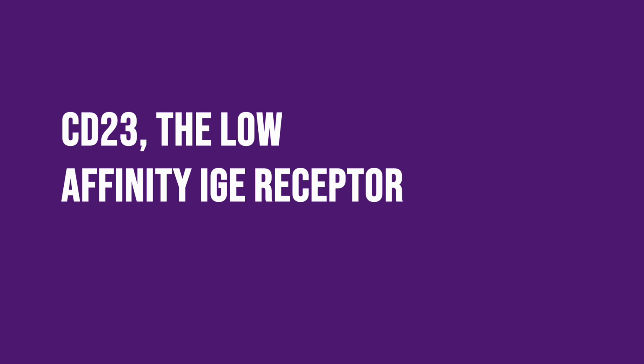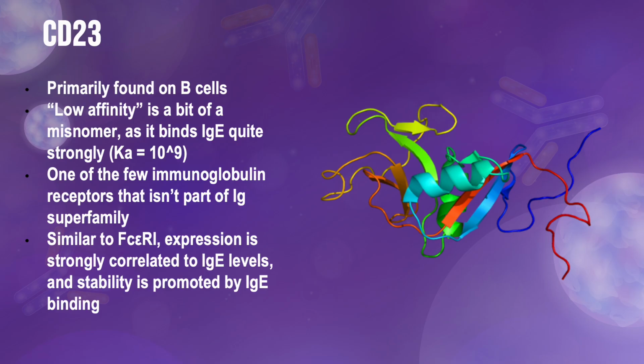So let's talk a little bit about the low affinity receptor before we wrap up. The low affinity receptor is also called CD23, and calling it the low affinity receptor is not entirely accurate because it actually binds quite strongly. It's just not as strong as the high affinity receptor. But it's one of the few immunoglobulin receptors that isn't in the IgE superfamily. And there's a lot less that's known about it, so I only have 2 slides on this.